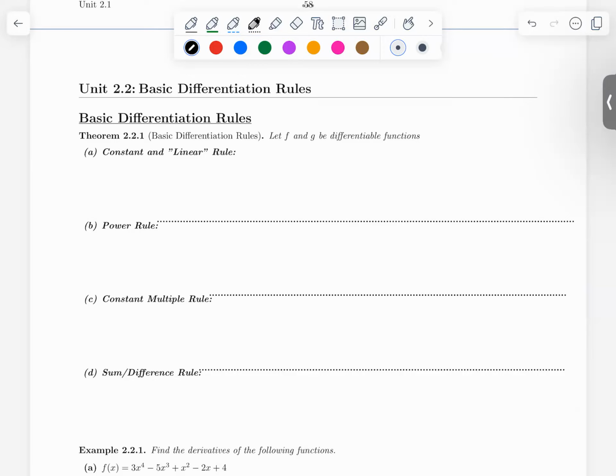So the constant rule says that d dx of c is equal to 0 for any constant. The derivative of any constant is 0, and d dx of a times x is a. So the derivative of any linear term, ax, so 7x. So I'll give you some examples here.